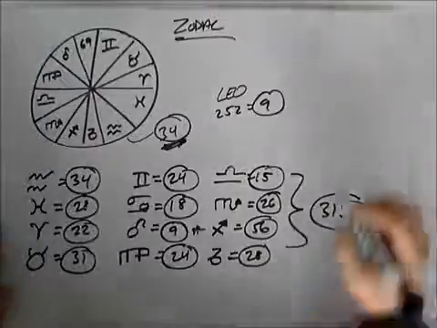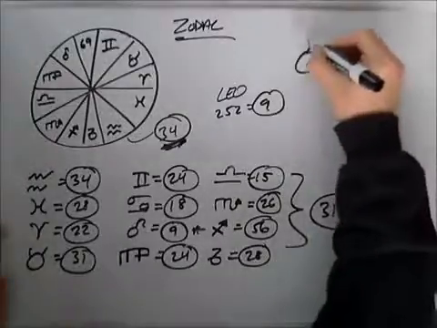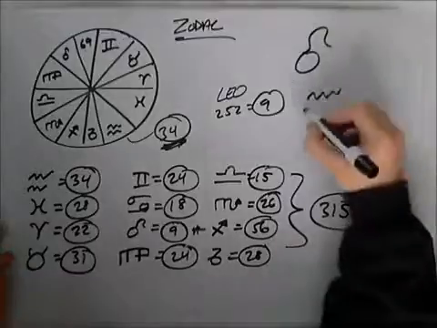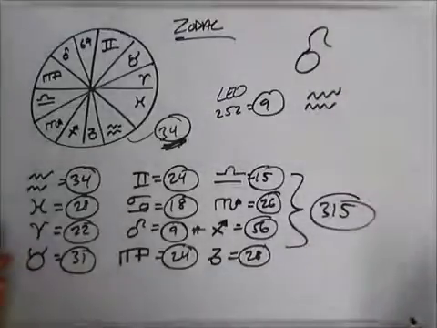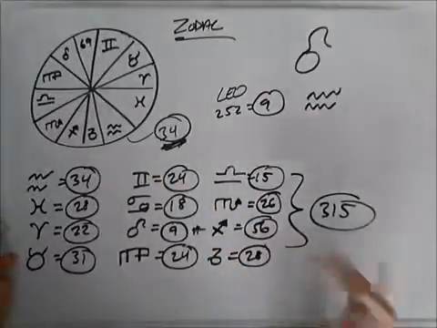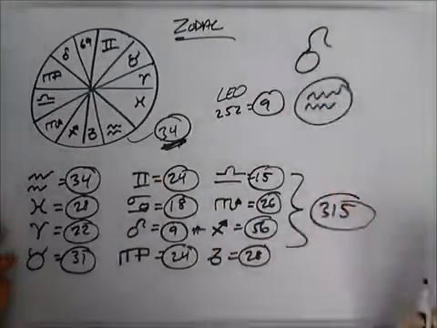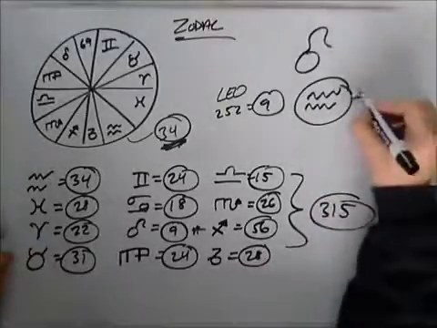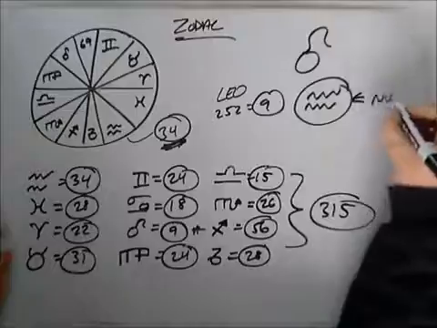So what's going on? If you notice, Leo looks like this. That's the symbol for Leo. The symbol for Aquarius is this. It's water. Now, Aquarius is actually an air sign, but the symbol is water here. If you understand this correctly, what is this Aquarius? It's the waters of Nun.